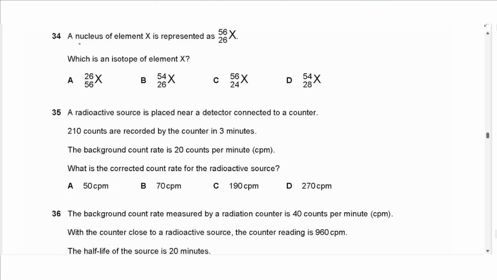Question 34 says a nucleus of element X is represented as X, 56, and 26. Which is an isotope of element X? We must have the same proton number, so the answer is B.